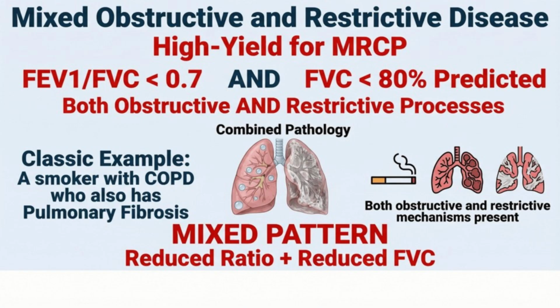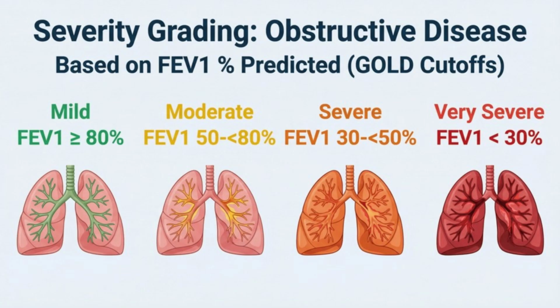Now the mixed pattern, which is high yield for MRCP. Mixed obstructive and restrictive disease is diagnosed when FEV1 over FVC is less than 0.7 and FVC is less than 80% predicted. That pattern means there is both an obstructive and a restrictive process. For example, a smoker with chronic obstructive pulmonary disease who also has pulmonary fibrosis.